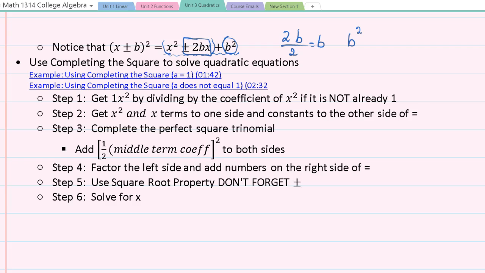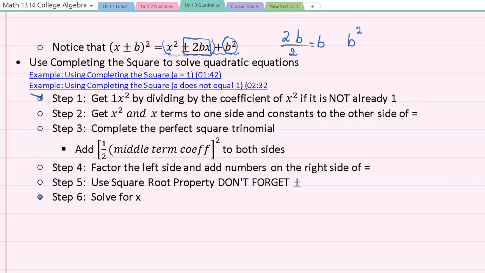Here are the formal steps on how to complete the perfect square trinomial. Your book may state 5 steps, as they assume you know that you need to solve for x at the end. The first step is to get 1x squared. The first example video about completing the square that I ask you to view will have the case in which x squared has a coefficient of 1, while the second example video will have the case in which the coefficient of x squared is not 1. In this second case, you may need to divide the entire equation by the coefficient of x squared.